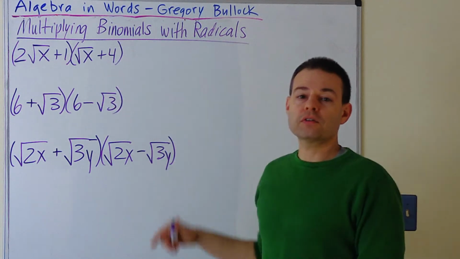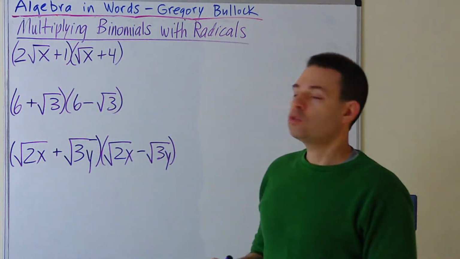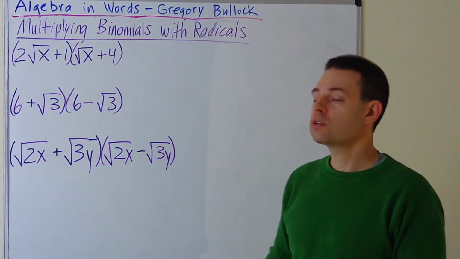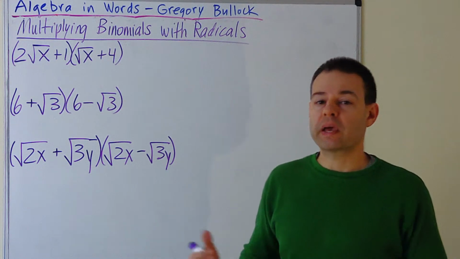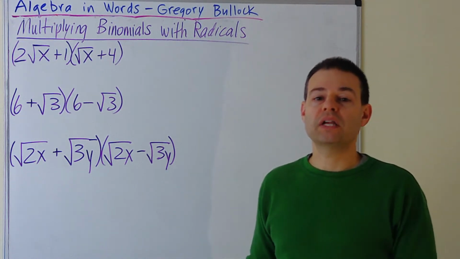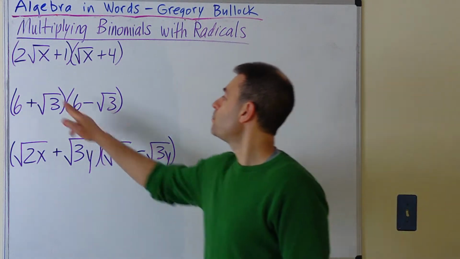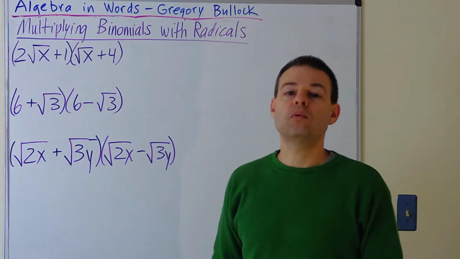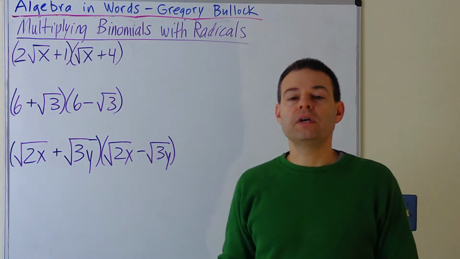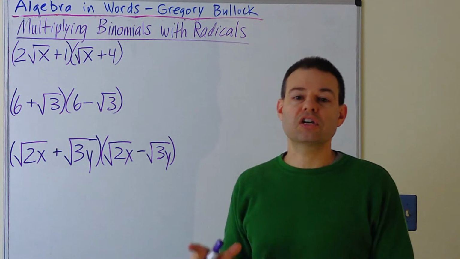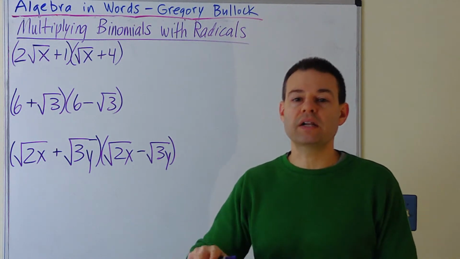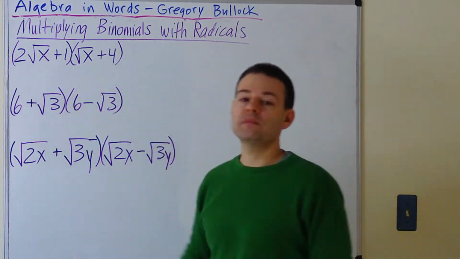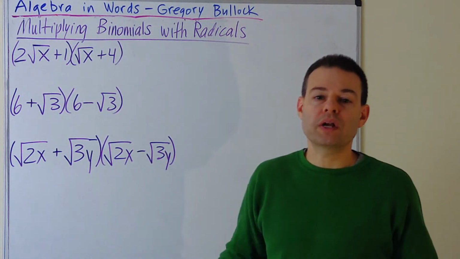So in the first example, we have 2 square root of x plus 1 times the binomial square root of x plus 4. And we're going to apply the product rule. So let's do the product of the first terms: 2 square root of x times square root of x. Now, when we're multiplying radicals, it's important that you compartmentalize the coefficients and the radicals and do them separately. Coefficients is like 2 times the unwritten coefficient 1. 2 times 1 is 2.